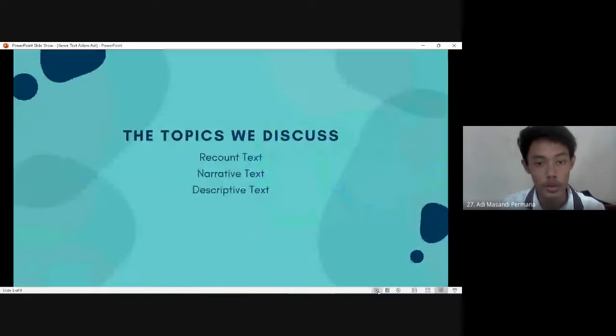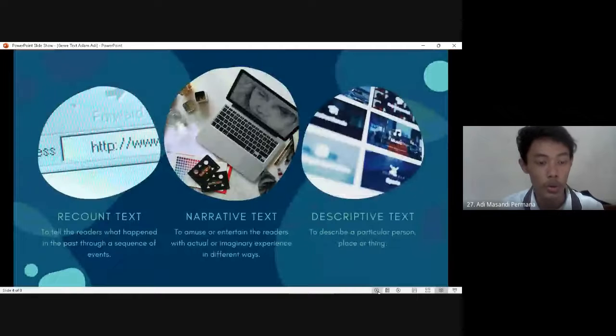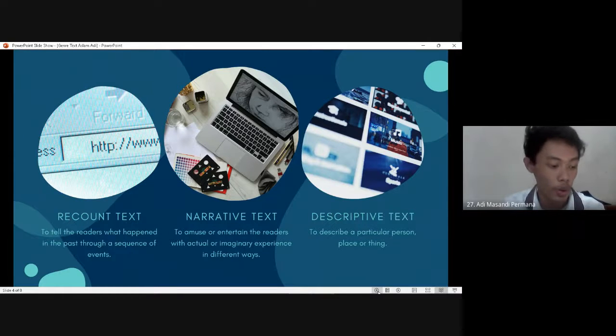So, what is genre text? The topic that we will discuss about genre text is first of all a recount text, narrative text, and descriptive text. First of all, what is the definition of recount text? Recount text has a purpose to tell the readers what happened in the past through a sequence of events, or tells a series of events and assess their significance in some ways.